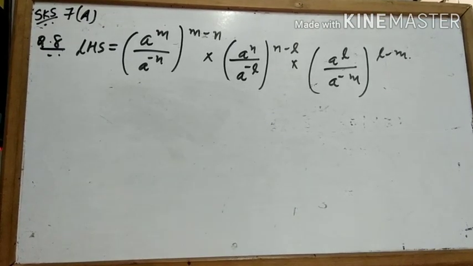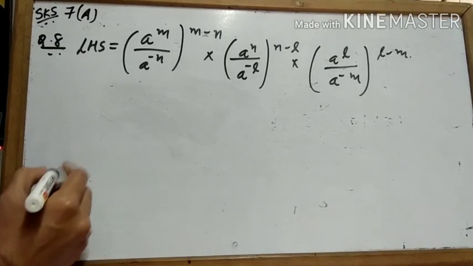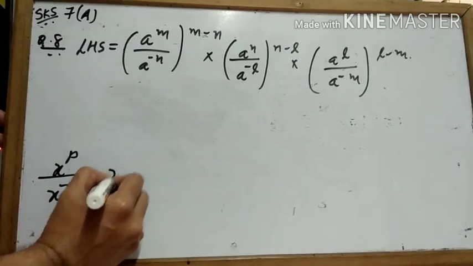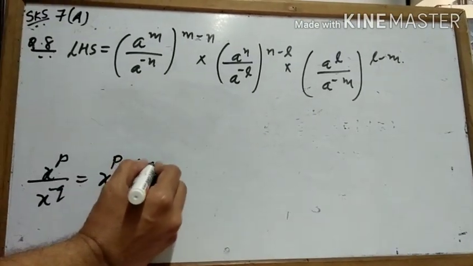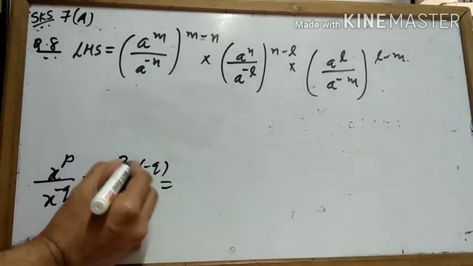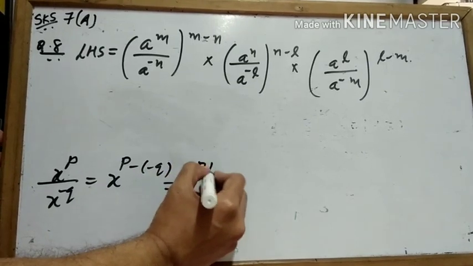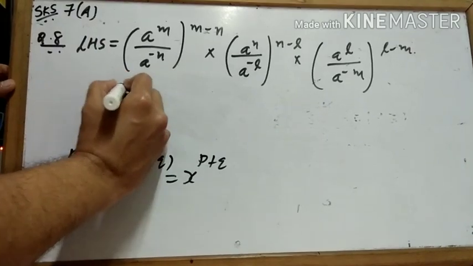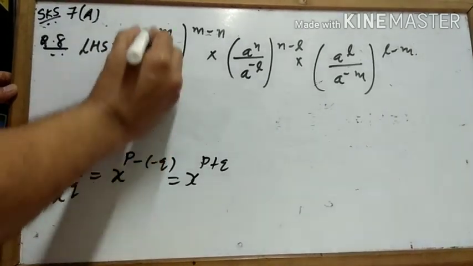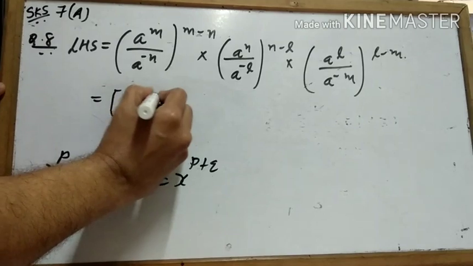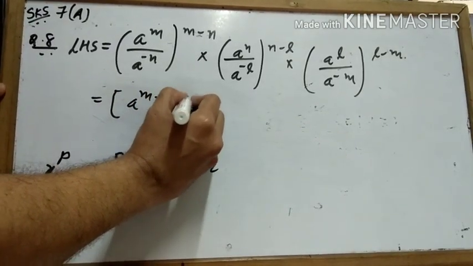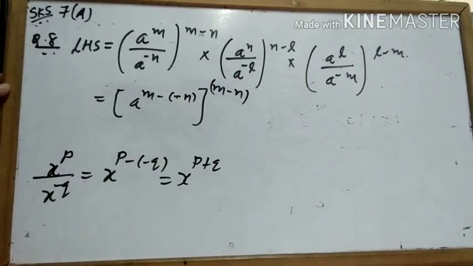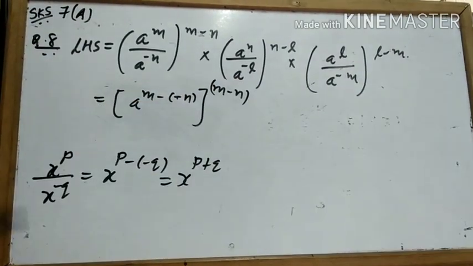Another thing you need to know is, suppose I have x raised to p all divided by x raised to negative q. It will be x raised to p minus of minus q, because in the division rule we are subtracting. This will become x raised to p plus q. Having said this, let us see how this will be useful to us over here. It becomes a raised to m minus of minus n whole raised to m minus n. So this particular concept is applied over here.